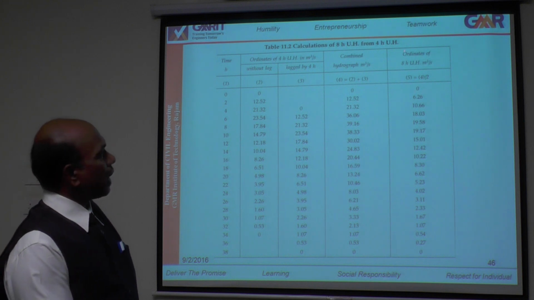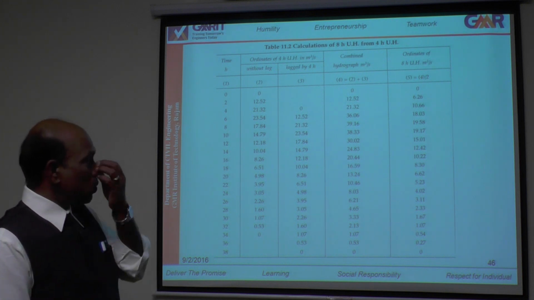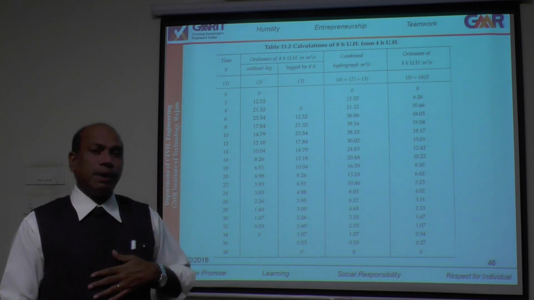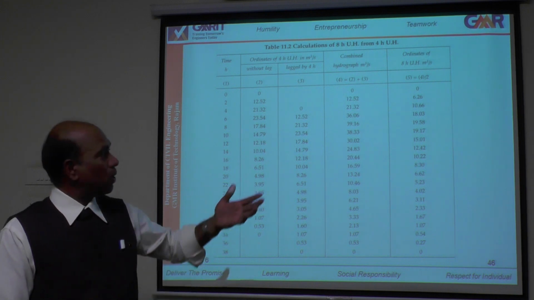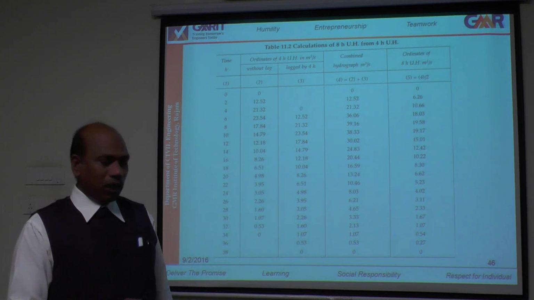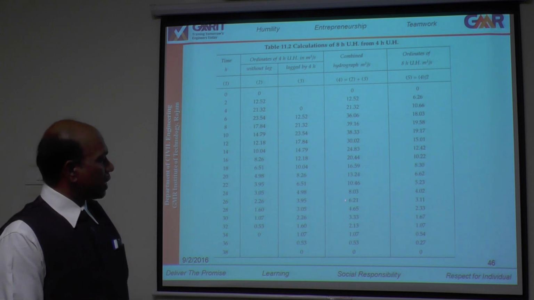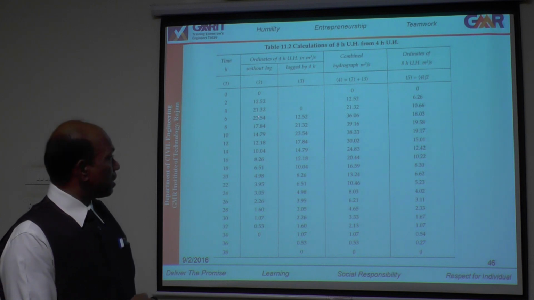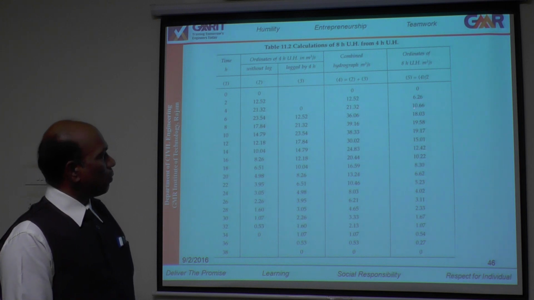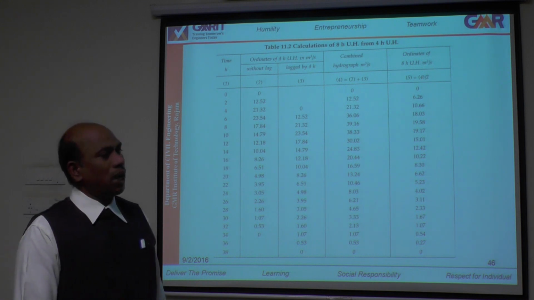Then we want to construct the 8 hours unit hydrograph, right? As per the formula, the ordinates of the unit hydrograph equal the direct runoff ordinates divided by the direct runoff depth. These are the direct runoff ordinates, 0. The direct runoff depth, you know, is 2 centimeter: this is 1 centimeter, this is another centimeter. 0 by 2 is 0, 12.52 divided by 2 is 6.26, 21.32 divided by 2 is 10.66. Like that, these are the values of the 8 hours unit hydrograph.